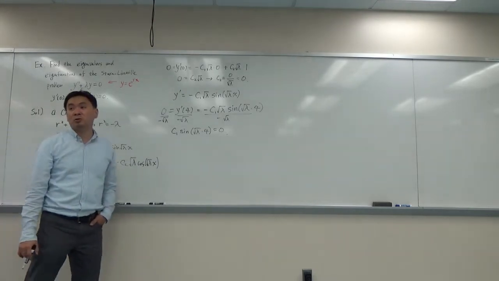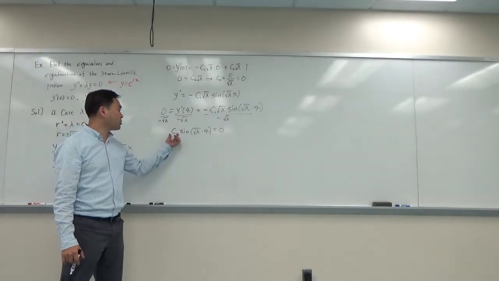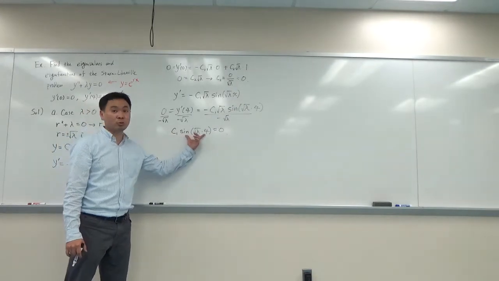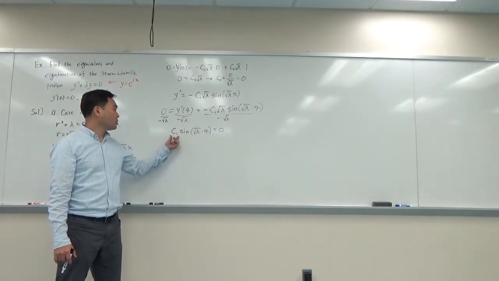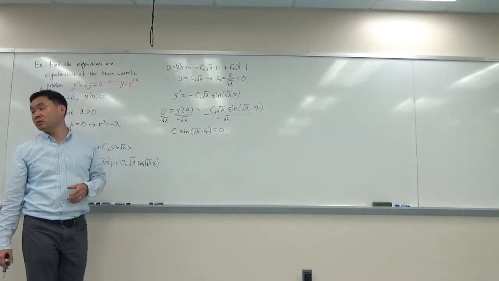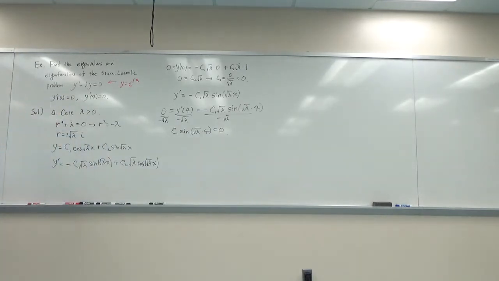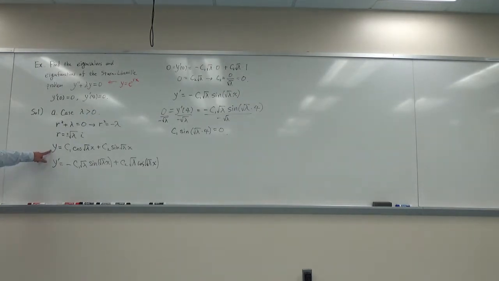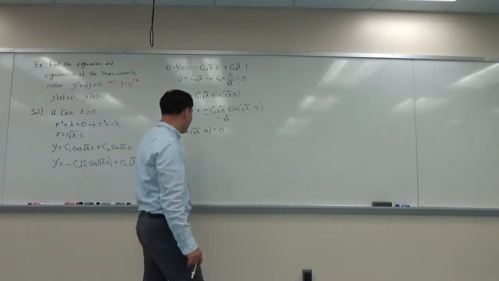We have two things multiplied to give you 0, so either the first one is 0 or the second one is 0. Now, can c1 be 0? No. Why not? Because c2 is 0, and if c1 is also 0, and you look at your y, what do you get? 0. You get 0 for both, right? So that would be giving you a trivial solution.